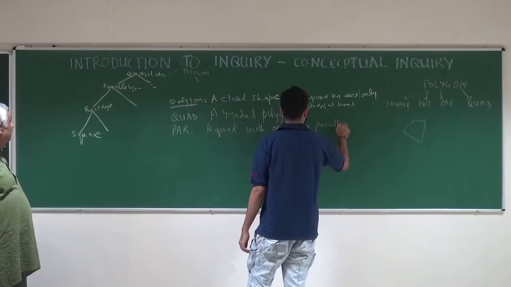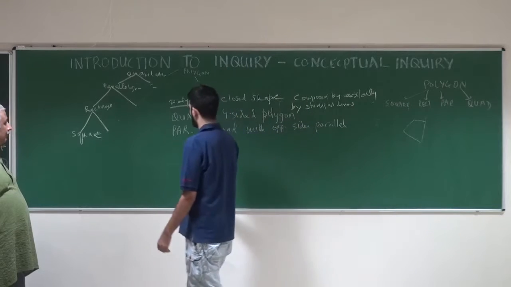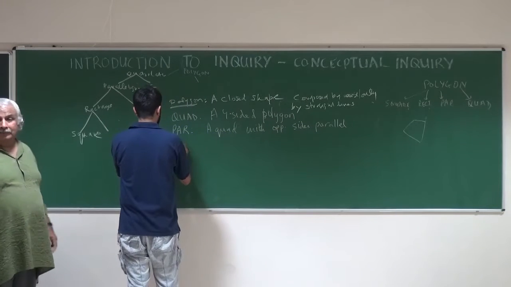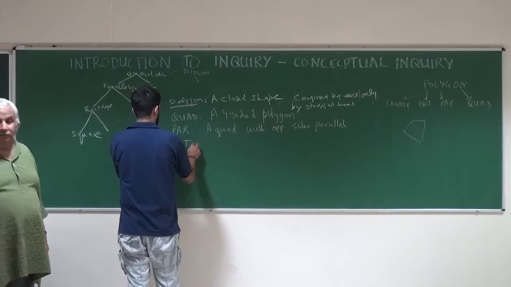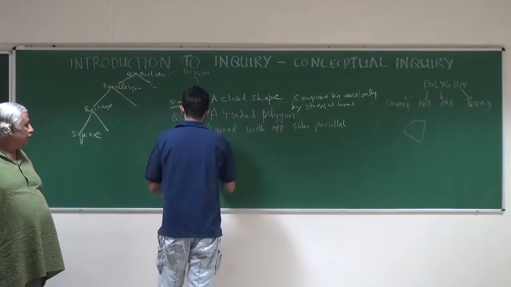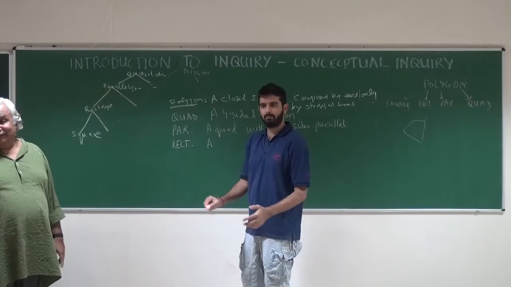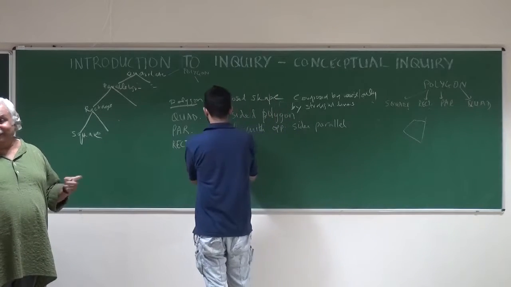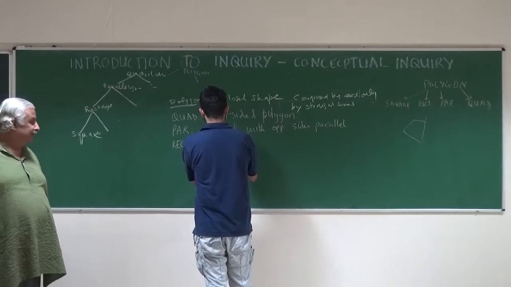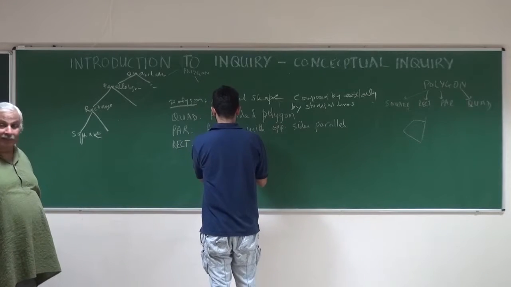And a rectangle would be a parallelogram. A rectangle is just a parallelogram with all right angles. In fact, we could even say just one right angle, and you get all the rest. If one of the angles is a right angle, then it has to be the case that everything else is a right angle.